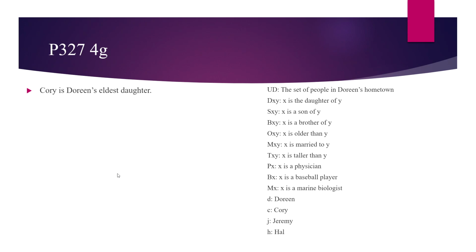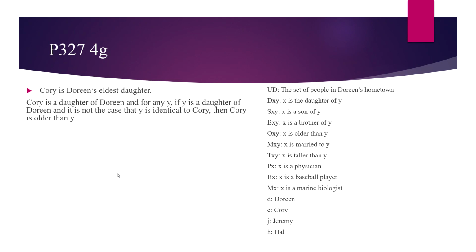So this one is a bit easier, right? We've got Corey as Doreen's eldest daughter. So this is very similar to the one two problems back. We've got an individual constant, which is much easier because we don't have to involve an existential quantifier. So Corey is a daughter of Doreen, and for any y, if y is a daughter of Doreen and it's not the case that y is identical to Corey, then Corey is older than y.